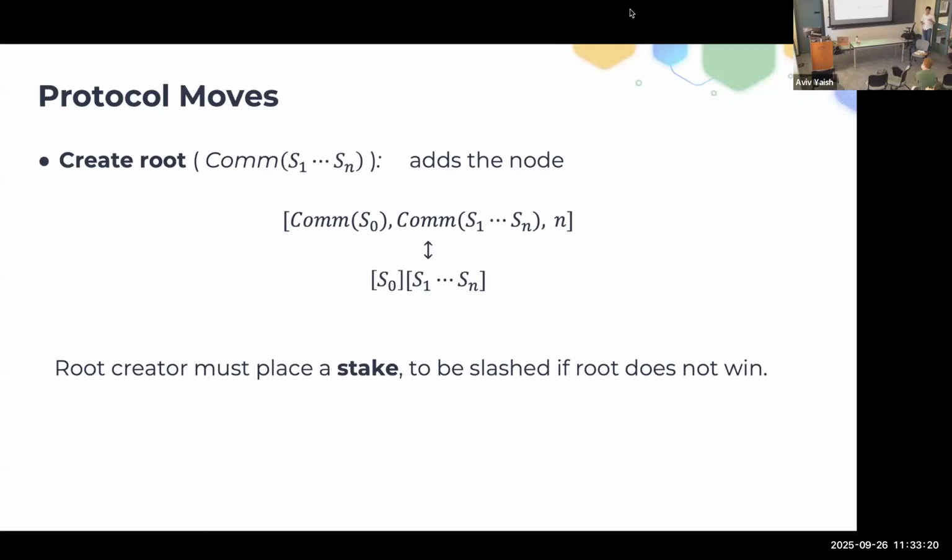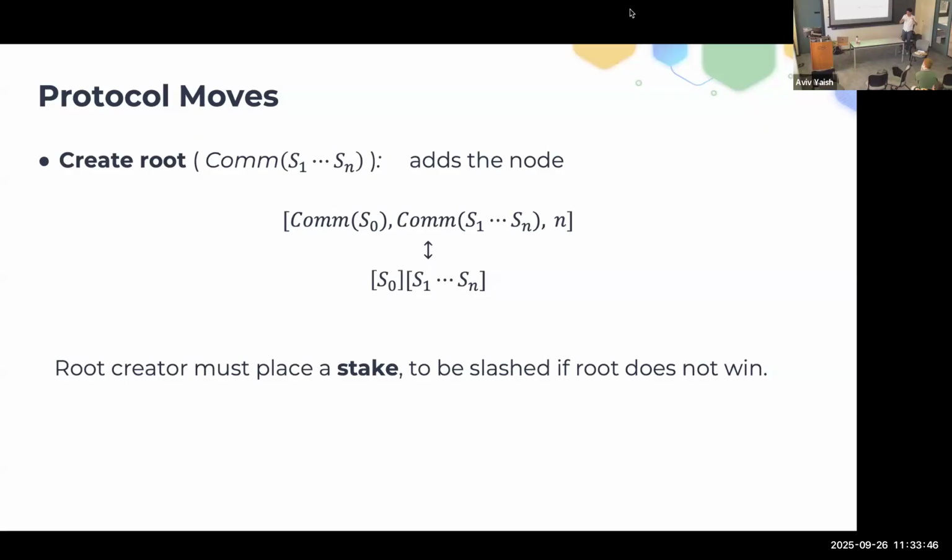So now I'm going to talk about what are the legal moves in this game. The first is create root, which gets presumably a commitment to the sequence. What it will do is just add this node, which is the commitment to S0, which is a constant inside the smart contract. And then it will add the commitment that the user provided and the length n.